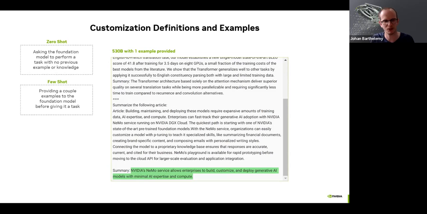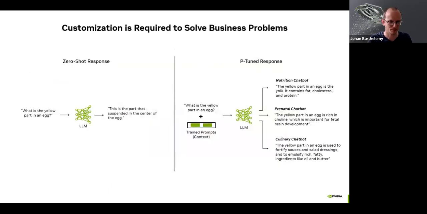One thing though, it can be a bit tricky to know how to build this prompt. How do I specify the task to be done? For instance, if you ask a large language model, what is the yellow part in an egg? Well, if you use a zero-shot response, you might get the answer, this is the part that is suspended in the center of the egg. That's the correct answer, but it's not the only one, right?